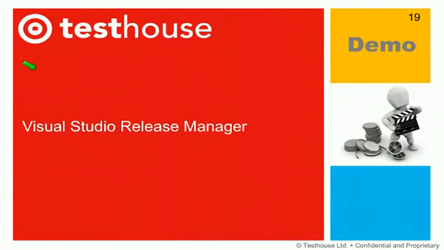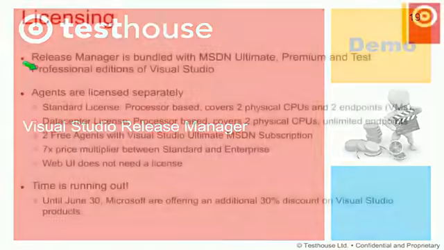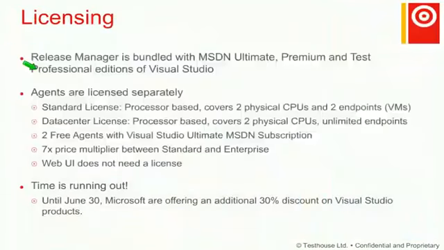So I'll slide on to the next page, which is a bit of information. So licensing. Release Manager is bundled with MSDN Ultimate, Premium and Test Professional editions of Visual Studio. The agents are licensed separately, so you get a standard license, which is processor-based, and it covers 2 physical CPUs and 2 endpoints or VMs. The data center license has an unlimited number of endpoints, but it still covers 2 physical CPUs.